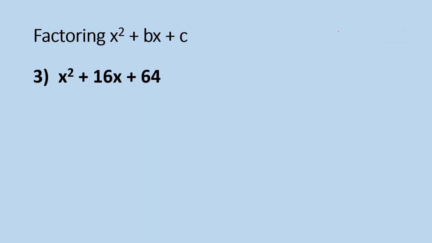X squared plus 16x plus 64. So in our x games, we want numbers that add up to 16 and multiply together to get 64. Hopefully this one's staring you right in the face, especially since 64 is a perfect square. So 8 and 8 makes logical sense. 8 and 8 does add up to 16, so x plus 8, x plus 8. Now we can also write this as x plus 8 squared because we have the same solution.